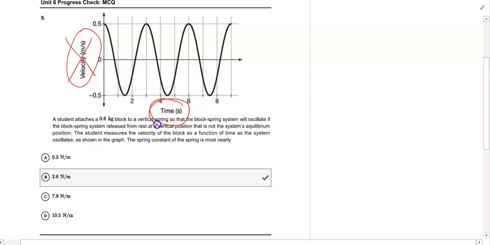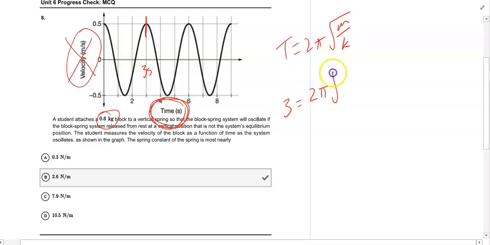The x-axis, time, that's what's going to help. So one complete cycle is to this point, that is 3 seconds. And we have a mass here, and we're looking for the constant. So our period equation, 2 pi square root of m over k. So the period is 3 seconds, 2 pi square root, mass we're given is 0.6. And then solve that for k, and I bet you get 2.6 newtons per meter.